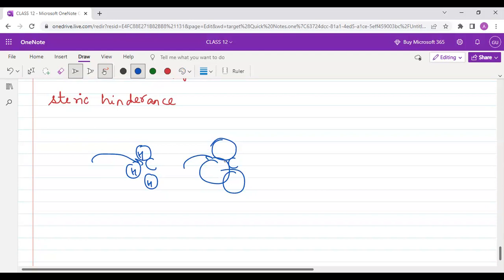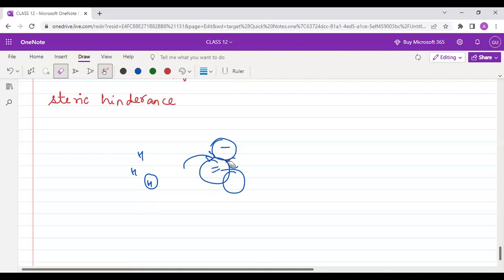Will it be easy now? No, it won't be easy because these groups will hinder the approach. They'll stop the approach of the nucleophile. Whenever the group is small, the nucleophile can easily approach the carbon, but whenever the groups are bulky, it's difficult for the nucleophile to approach. That is steric hindrance, the obstruction in the path. Now understood?